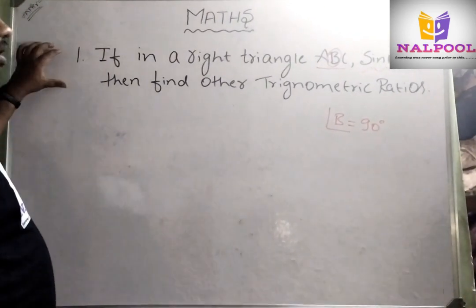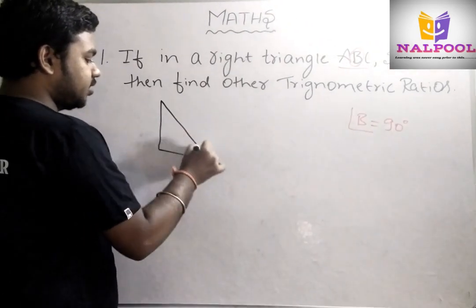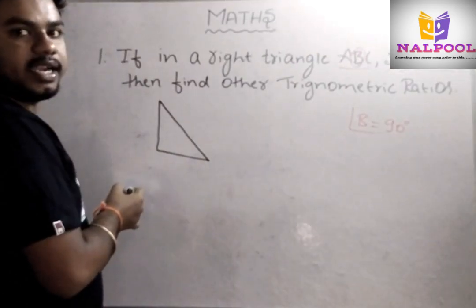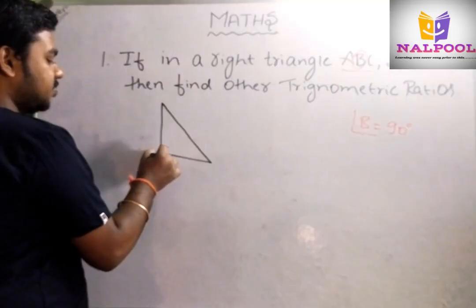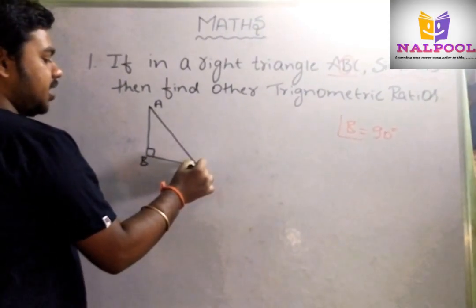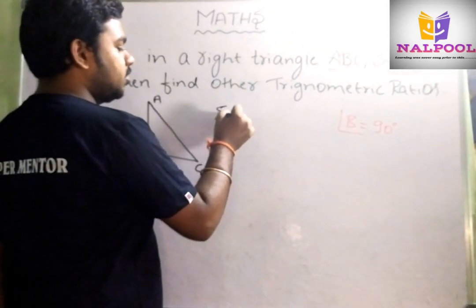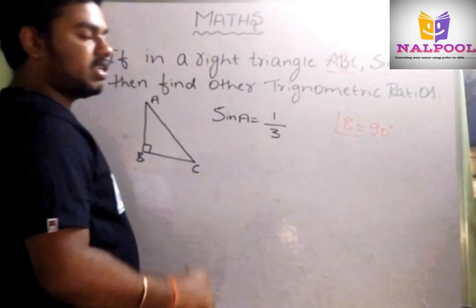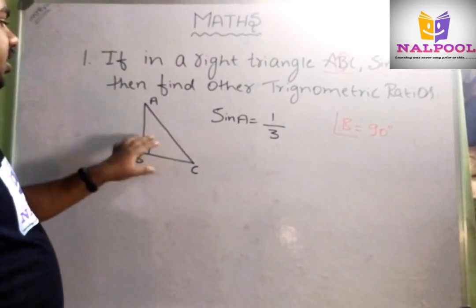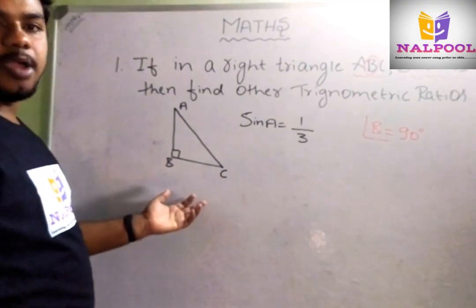For solving this problem, we need one right angle triangle. So I am considering one right angle triangle. Here they have given the right angle triangle as ABC, and 90 degrees is at which angle? B. Therefore A, B and C. They have given sin A is equal to 1 by 3. Here you may have confusion. Here theta is not defined. Which one is the opposite side and which one is the hypotenuse?